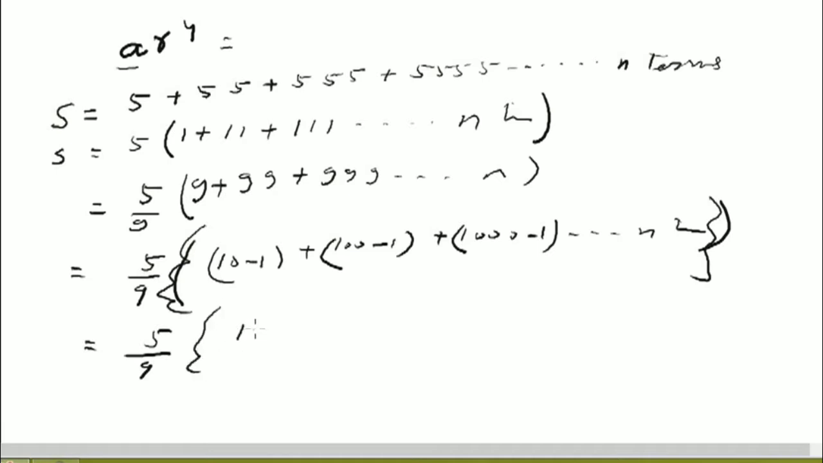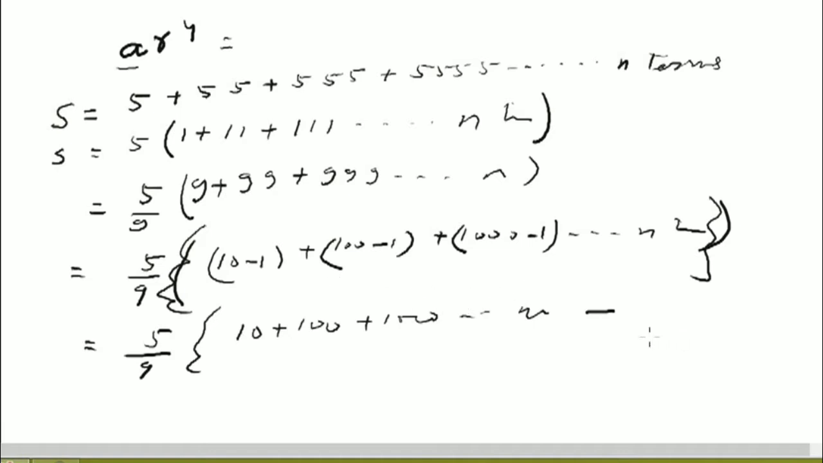up to n terms, and see how many ones are there. 1, 2, 3, like that. How many ones are there? There are n ones. So it is minus n. Very important. Be careful.